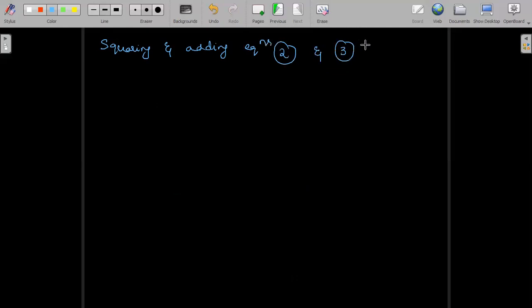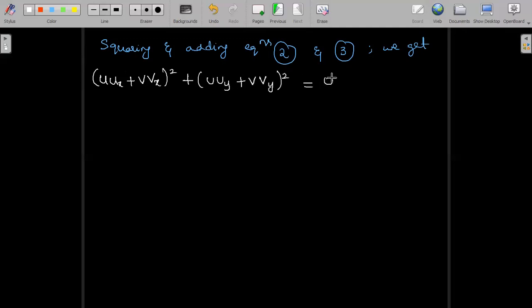Equations 2 and 3 actually, we get, so what do we get when we square and add? We have whole square term in the left hand side, no? So (u ux + v vx) whole square plus (u uy + v vy) the whole square is equal to 0. Right hand side is anyway 0.